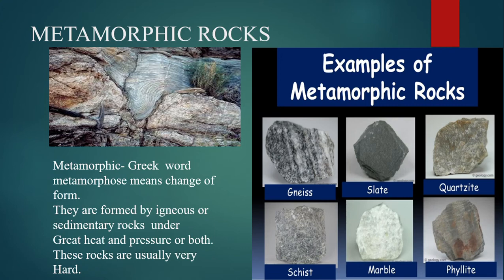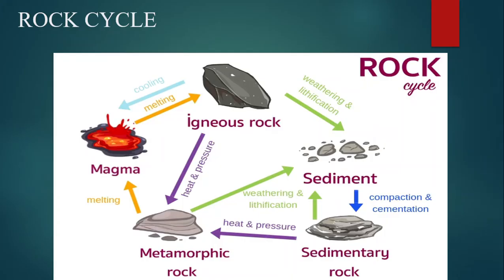Metamorphic rocks are usually hard rocks. These rocks are very difficult to break. You can see the examples of metamorphic rocks on the screen. Now we'll discuss the rock cycle. From the diagram you can easily understand how the different types of rocks keep on changing in form from one type to the other and again come back to the magma.